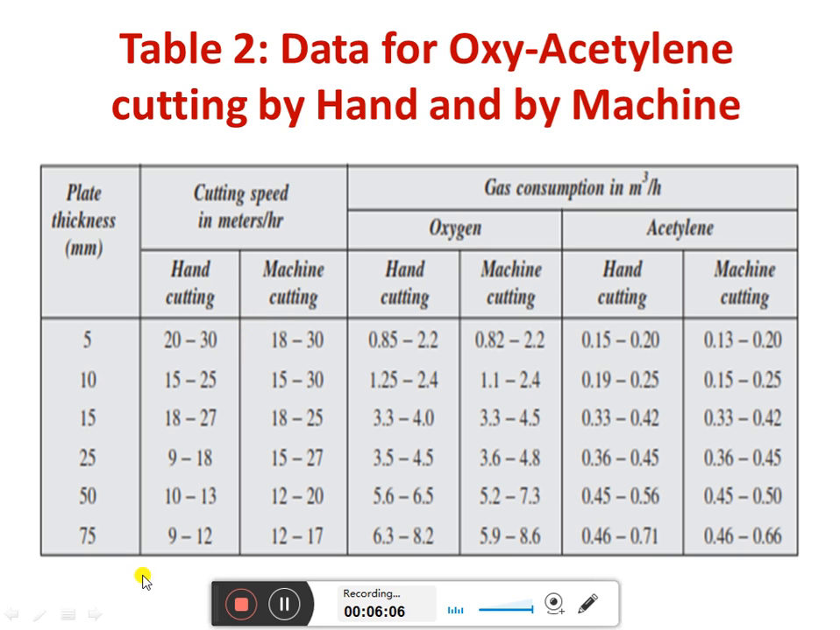So these are the process steps you have to follow. The problem we will discuss in the next class.